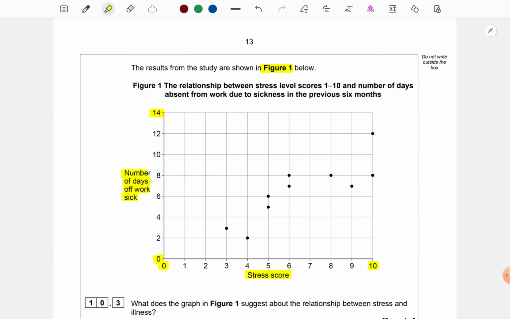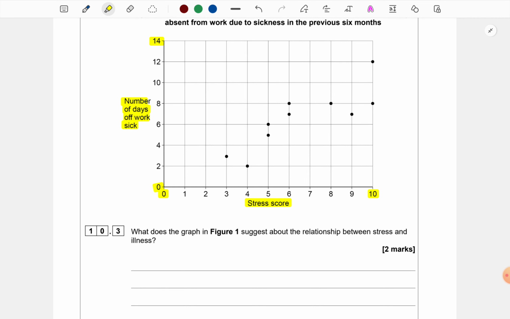Okay, let's see what they want us to answer from this graph. First we can just note the general trend of the dots in our mind. So we see mostly it's going upwards. Of course, we are not making a definite regression line or something, just taking an estimate that there seems to be some upward relationship between these dots, which is a typical positive correlation. So just keeping the diagram and idea in our mind, let's see exactly what they want us to state. What does the graph in figure 1 suggest about the relationship between stress and illness?